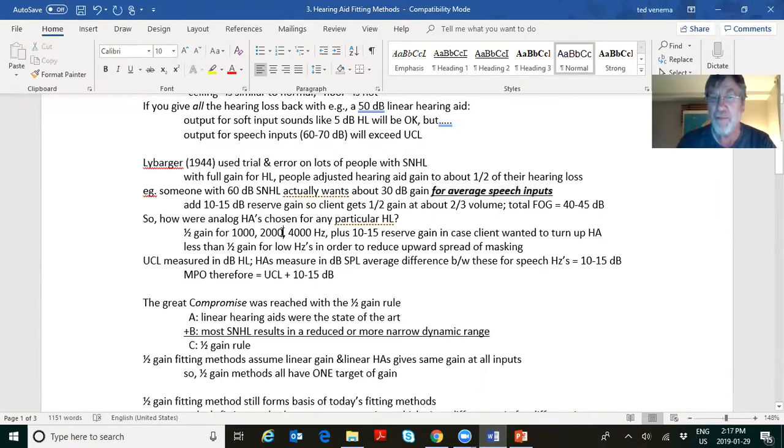And then they would add another 10 to 15 dB of reserve gain. What do I mean by that? You'd want this to occur at about a 2/3 volume. Remember the old days, the beige bananas? Here, I'll show you one. Pull out an old hearing aid. Look at this old puck of a hearing aid. It's got a volume control on the back. This is old. People don't do this much anymore. But remember, I'm giving you the history.